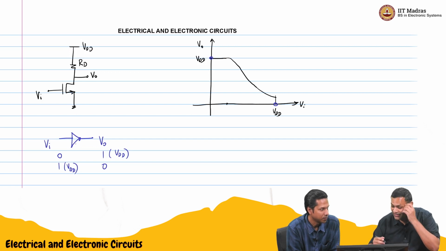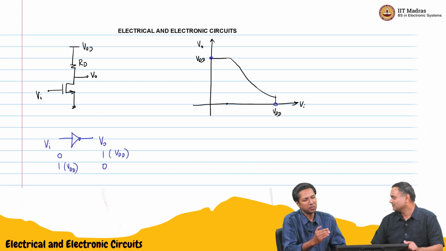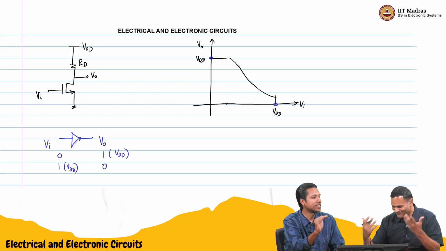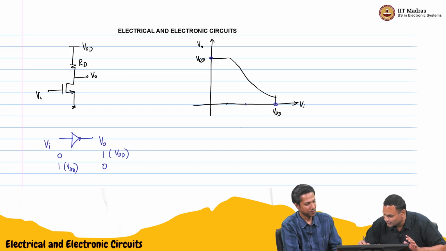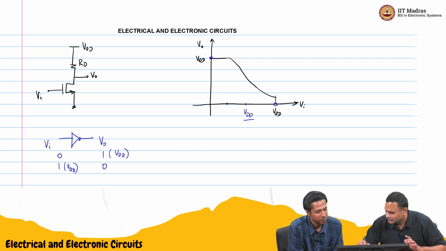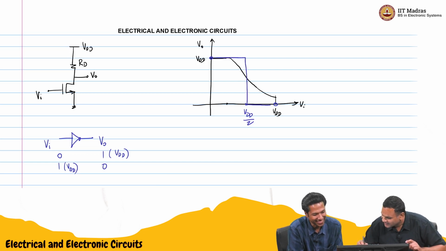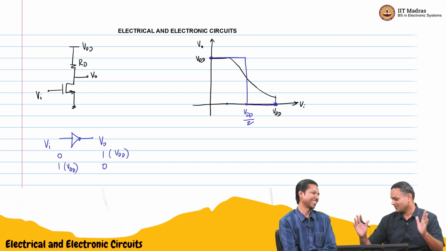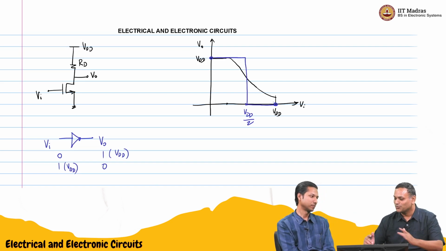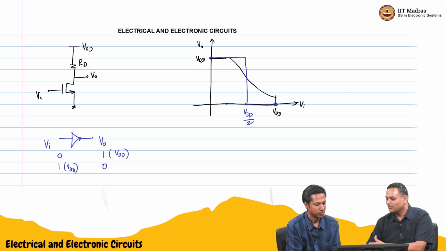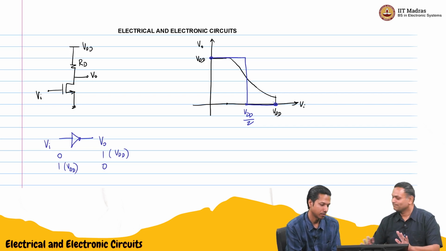Let us say VDD was some 5 volts or something. You still wanted to identify it as a 0, maybe something like up to 2.5, you should consider it as a low. I understand, so you wanted perfectly symmetric. If this was VDD by 2, you actually want a curve that is like this, almost. Ideally you want this, symmetric. 0 to VDD by 2, you want VDD. VDD by 2 to VDD, you want 0. We need to build a circuit that does this.